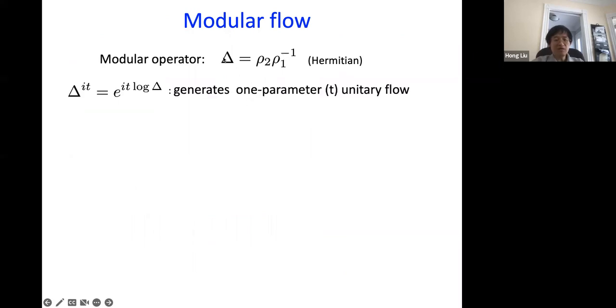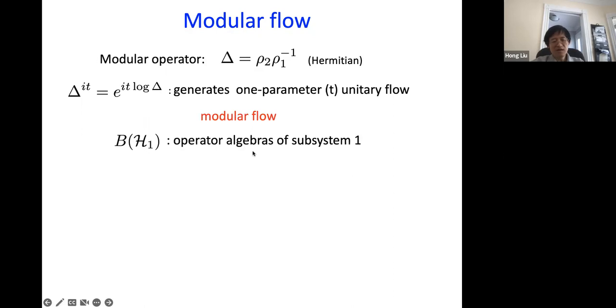And this is a Hermitian operator, and now you can use it to generate a flow. You can take the logarithm of it and then exponentiate it, and now you can generate a one parameter family of unitary flow using this operator. This is called modular flow.